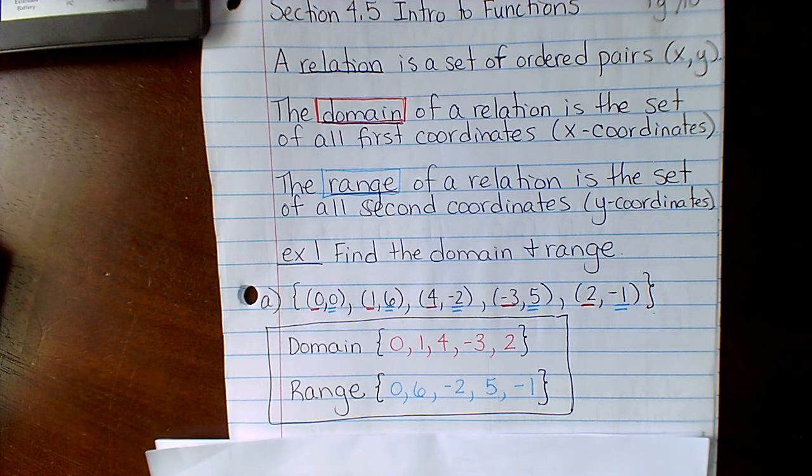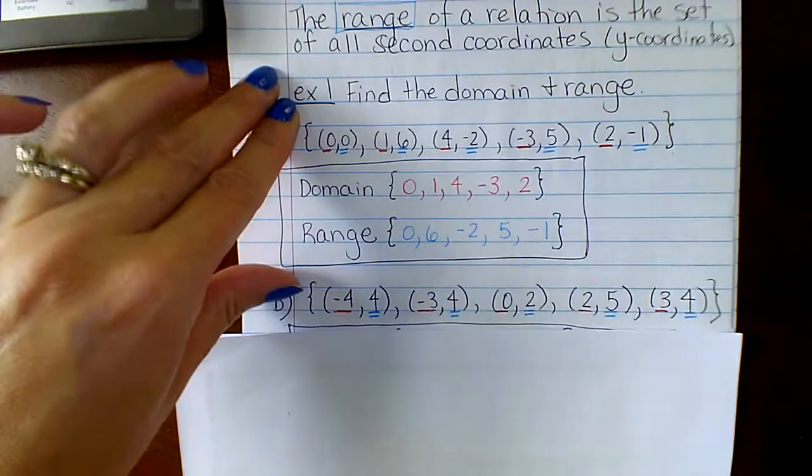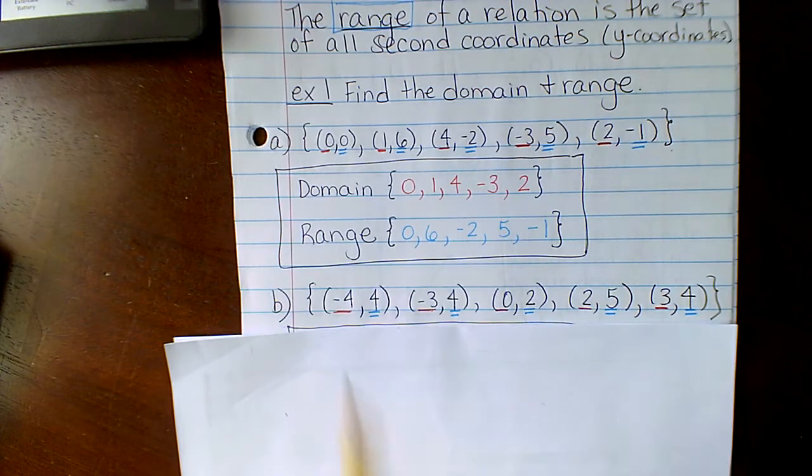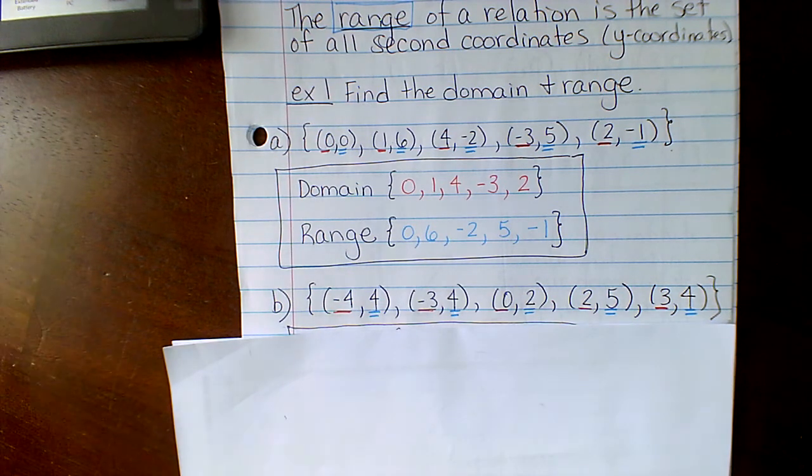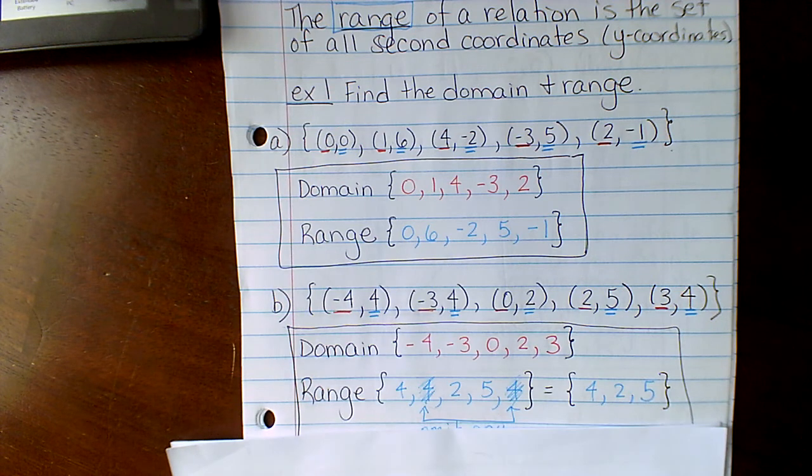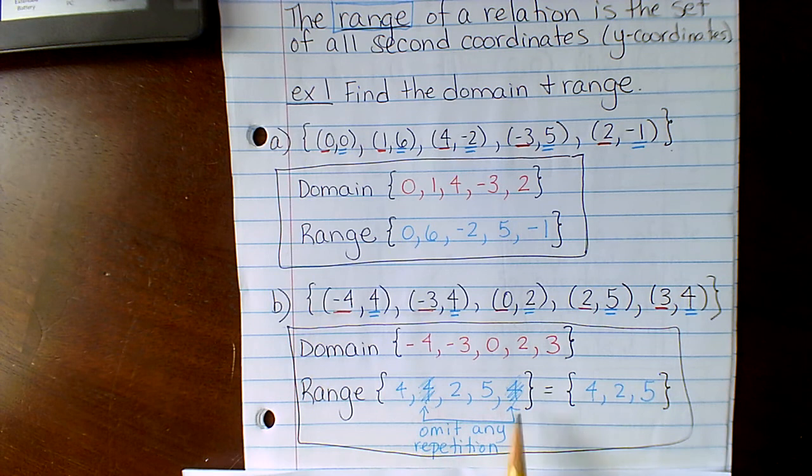Right? So easy peasy. If you have a list of points, the domain are all the x coordinates, the range are the y coordinates. So let's look at another example. You can see I color coded those for you to show that the red is the domain and the blue is the range. If we write out these lists, the domain is -4, -3, 0, 2, 3. The range, however, is 4, 4, 2, 5, 4. We have this repetition that shows up in the range.